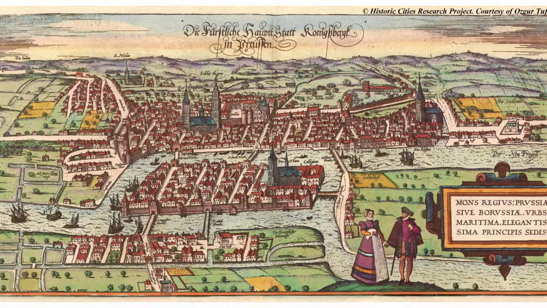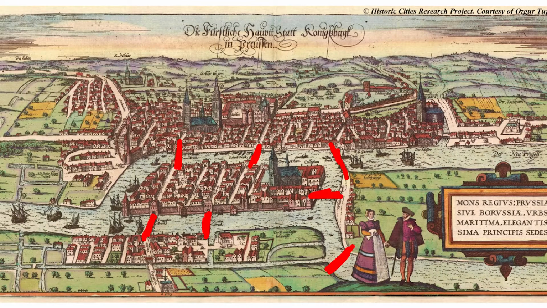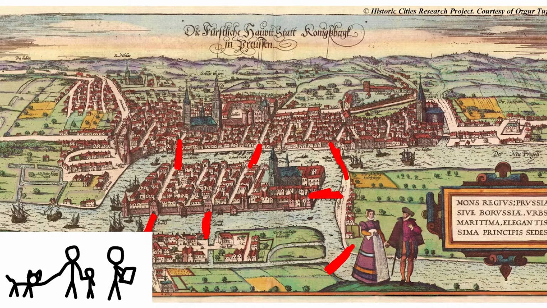Imagine this. You're in the 1700s. You and your family are in the Russian city of Koningsberg, where there's a famous puzzle. There are 7 bridges connecting 4 islands. People come from far and wide to try and cross all the bridges exactly once, without repeats.